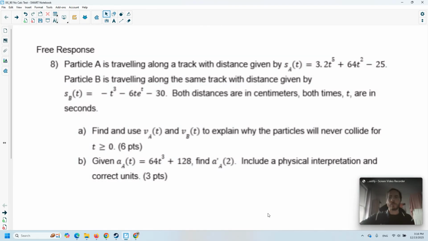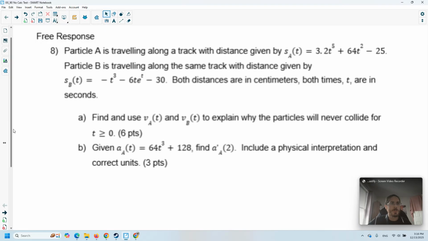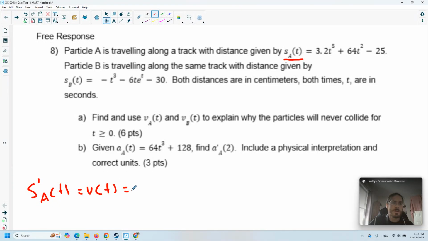All right. Part A, it says find VA and VB to explain why the particles will never collide when t is greater than 0. So what we need to do is first look up here and see we have the distance. So we've got our distance here for A, SA of t. So to get VA of t, we have to take the derivative. So the derivative of A is the velocity of A.